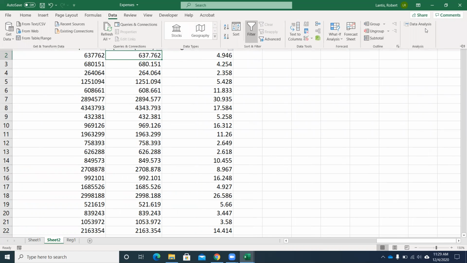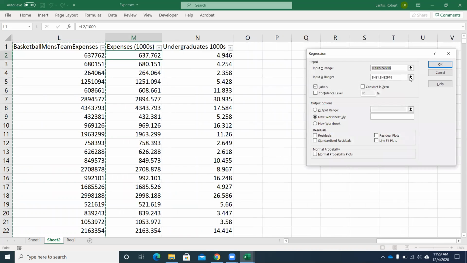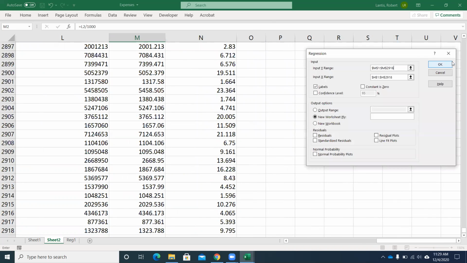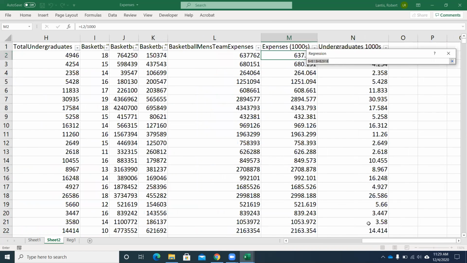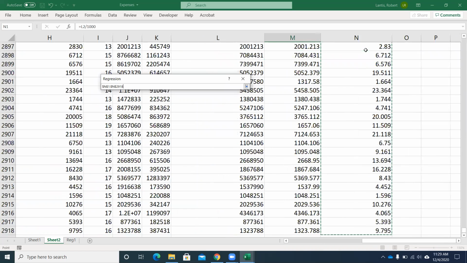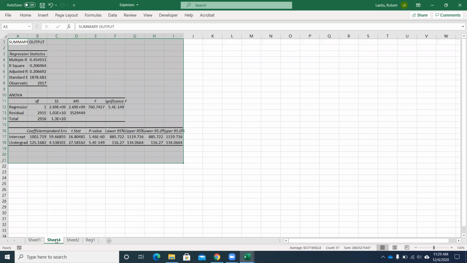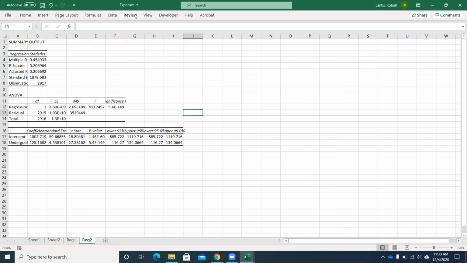So if I go to my data analysis, now let's say the only data I had was columns M and N. So I'm still going to use expenses as my Y variable. It's just now its units is in the thousands. And my X variable, I'm still going to use undergraduates, but I'm going to use this undergraduates that's in the thousands, right? Because we're assuming that's the only data that we could observe, right? I selected the labels. I'm going to put it on a new worksheet. I'm going to move it over. I'm going to rename it Reg2. And I'm going to zoom in for us.